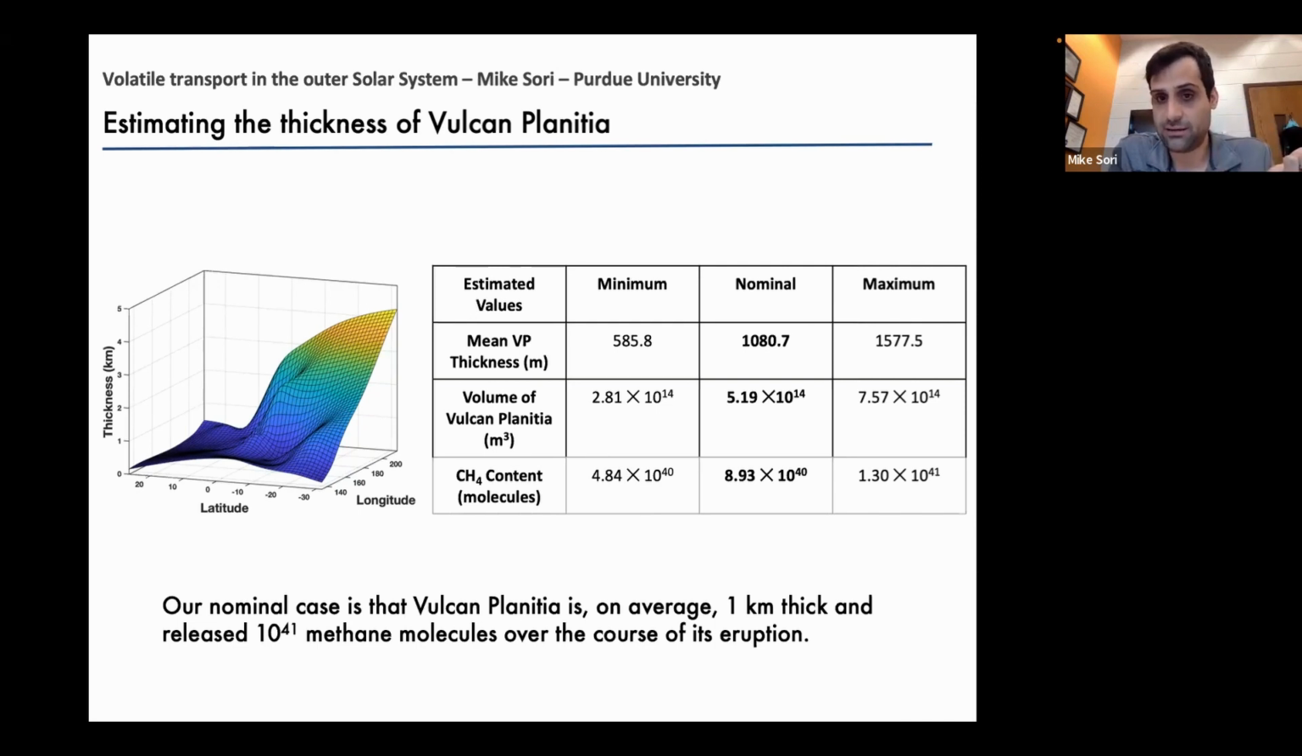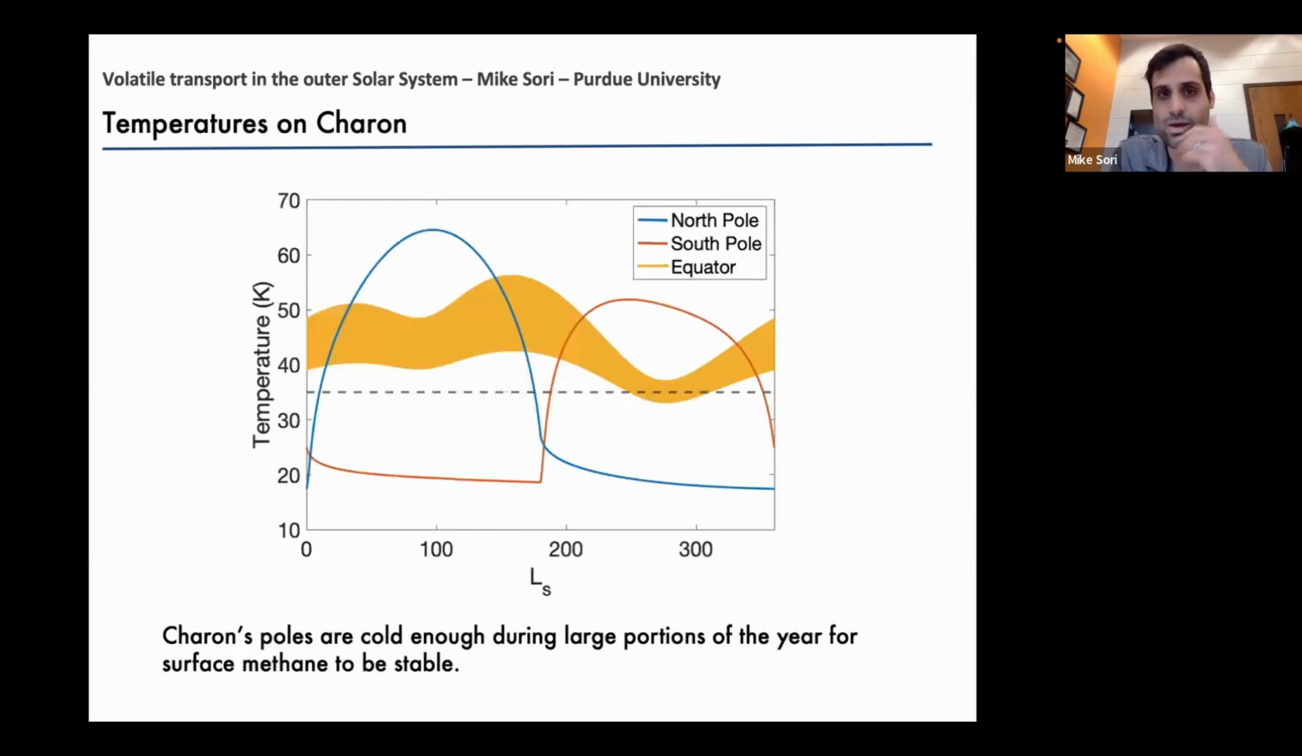That ends up translating to, given our other assumptions about methane solubility and the surface area of Vulcan Planitia, about 10 to the 41 released methane molecules over the course of the eruption. We need to go now to see how many of those molecules actually make it to the poles. Without a volatile transport model, you don't know if all of those molecules get lost very efficiently, or they all get to a cold trap.